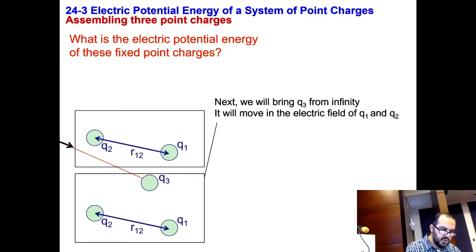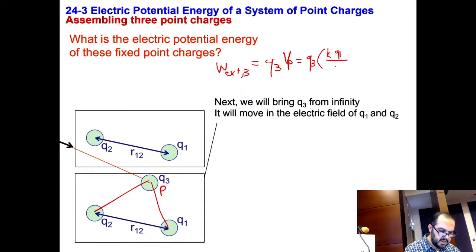Okay, so the work applied to bring charge 3 is going to be, we can do the same thing, Q3 times V at this point, let's call it point P. So what's the potential at point P? We have to do the potential from Q1 and the potential from Q2. So this is going to be Q3 times the potential from Q1, which is K Q1 divided by the distance, R1,3.